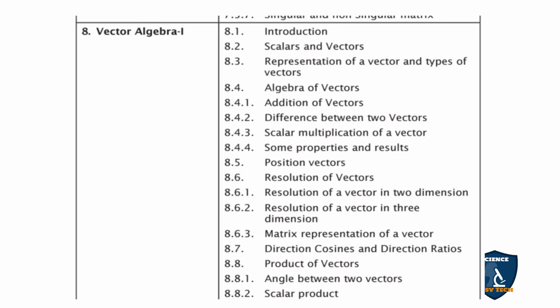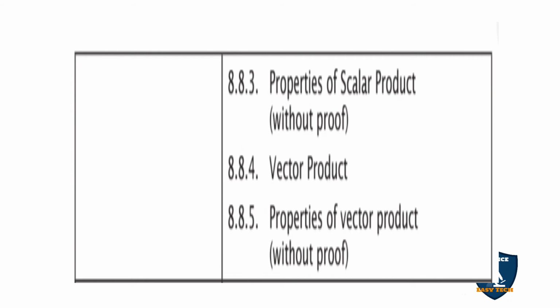8th chapter, vector algebra 1. 8.1 introduction, 8.2 scalars and vectors, 8.3 representation of a vector and types of vector, 8.4 algebra of vectors, 8.4.1 addition of vectors, 8.4.2 difference between the vectors, 8.4.3 scalar multiplication of a vector, 8.4.4 some properties and results, 8.5 position vectors, 8.6 resolution of vectors, 8.6.1 resolution of a vector in 2 dimension, 8.6.2 resolution of a vector in 3 dimension, 8.6.3 matrix representation of a vector, 8.7 direction cosines and direction ratios, 8.8 product of vectors, 8.8.1 angle between two vectors, 8.8.2 scalar product, 8.8.3 properties of scalar product without proof, 8.8.4 vector product, 8.8.5 properties of vector product without proof.